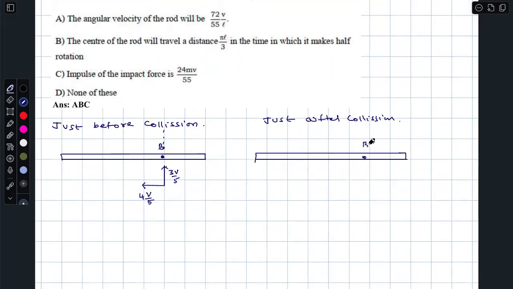The point B where collision took place. I am assuming just after the collision, let this have some Vy, and this remains conserved, 4V by 5. And that object is here. Don't forget that. And this one, center of mass C, will have velocity Vc besides omega. Please confirm, have you understood the entire free body diagram?